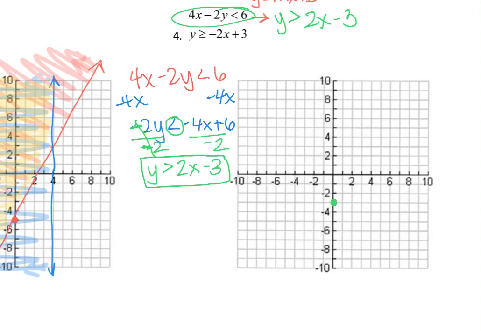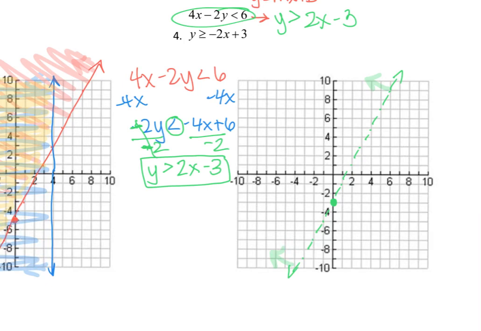So negative 3. So my slope is positive, so I'm going to go up to right 1, up to right 1, and then down to left 1. Okay, now it is not equal to, so it is going to be dashed. All right, so since it is greater than, I'm going to make sure my shading is also greater than, which I'm going to shade this way. I'm not going to shade just yet.